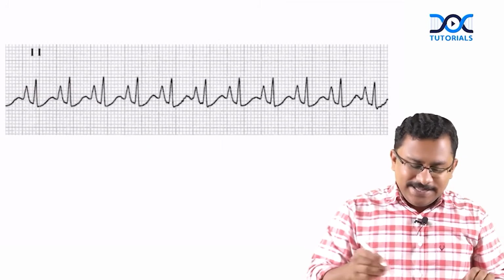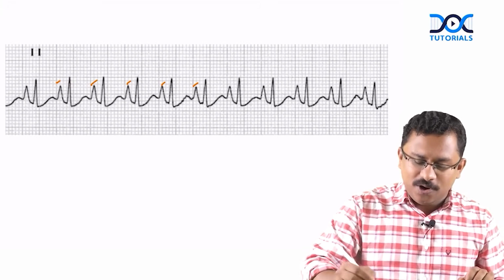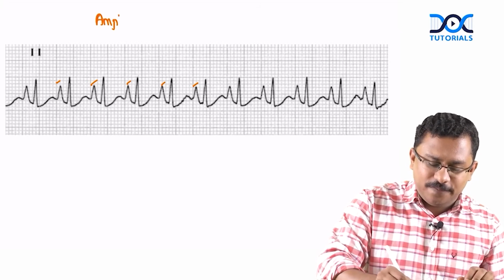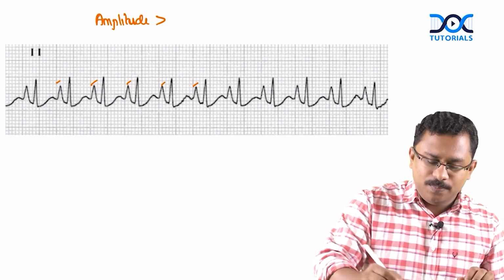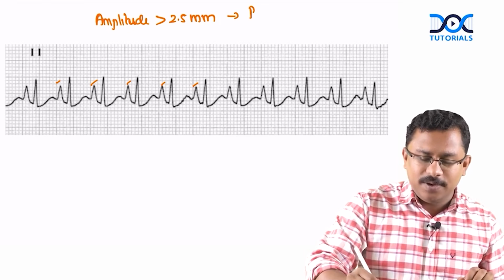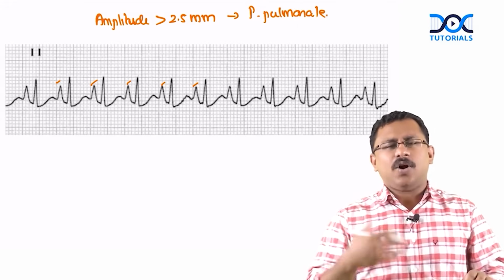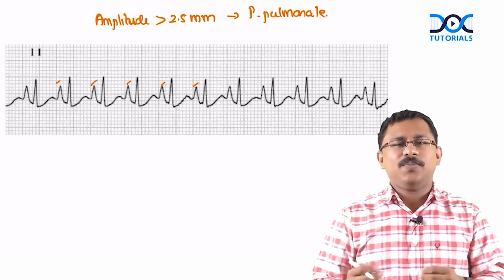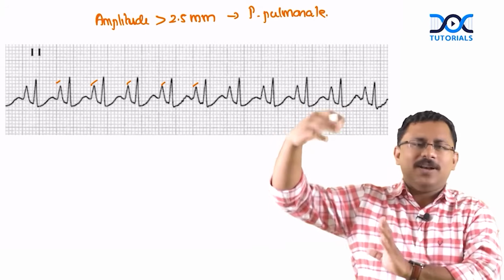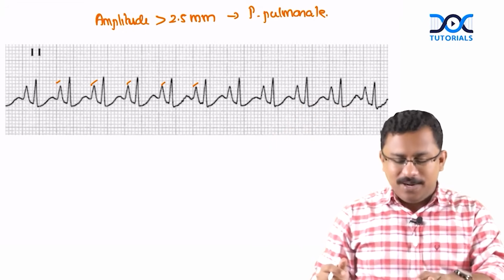And let's have a look at the ECG. You are seeing the pointed P waves which are tall. So the height, or the amplitude, of the P wave will be more than 2.5 millimeter in case of P pulmonale. So maybe associated with, say, chronic obstructive pulmonary disease, you can have this. Whenever subsequently you have the involvement of the right side of the heart, there is right atrial enlargement, and then you can have P pulmonale.